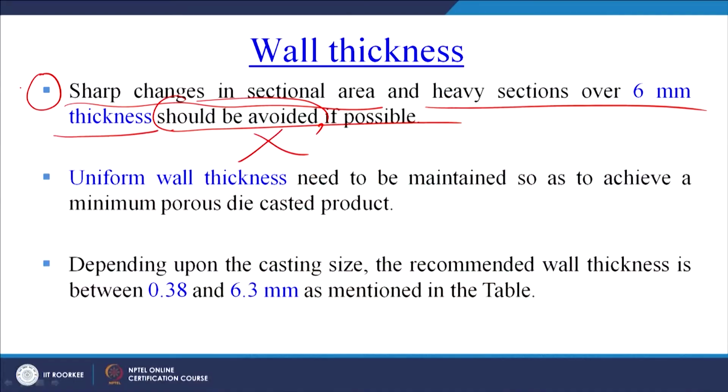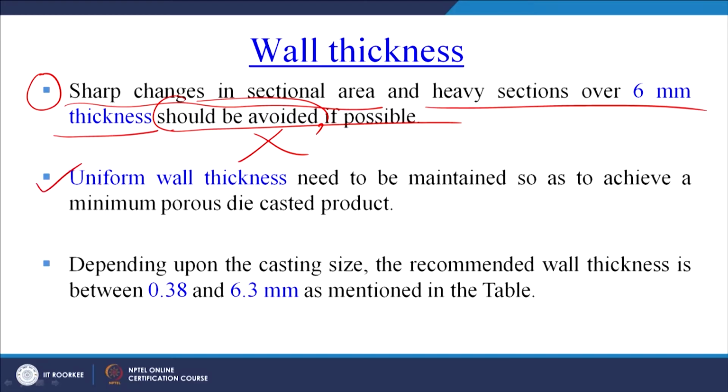Why? Because there can be thermal gradients, the cooling rate may be different at the inside and then at the outside. The outside skin is in contact with the die, the inside skin may be in contact with the molten metal. So there can be thermal gradients in the section. Therefore we must not recommend a very large wall thickness when the product has to be made by the die casting process. So again I will read this important point for you. Sharp changes in sectional area and heavy sections over 6 millimeter thickness must be avoided if possible.